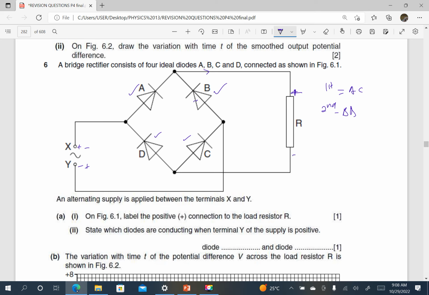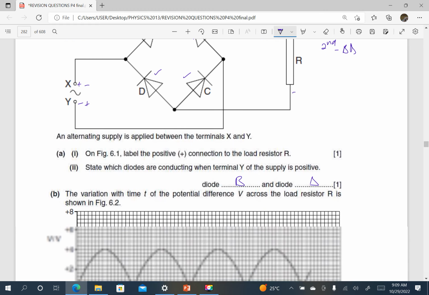State which diodes are conducting when terminal Y of the supply is positive. So when it is positive, that is the second half cycle. We are saying when terminal Y is positive, it is actually diodes B and D. It is diodes B and D.